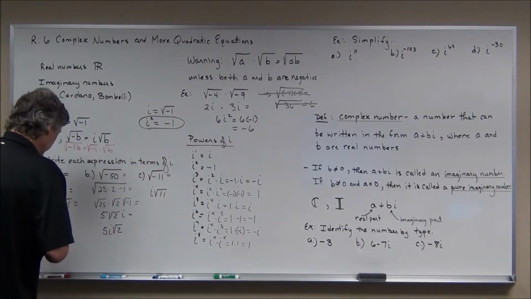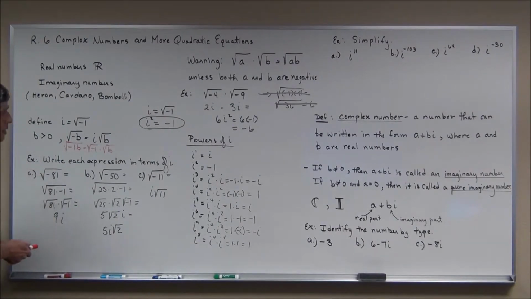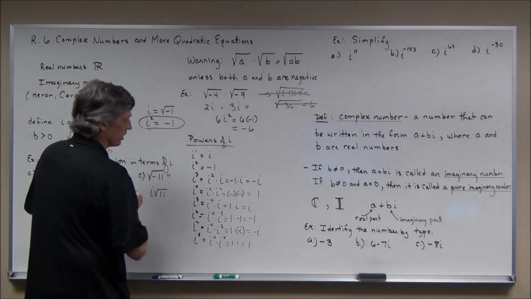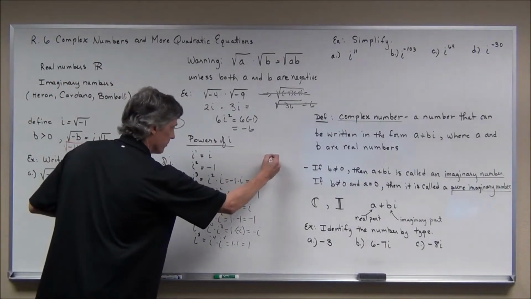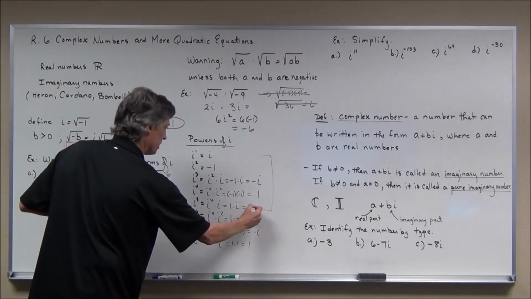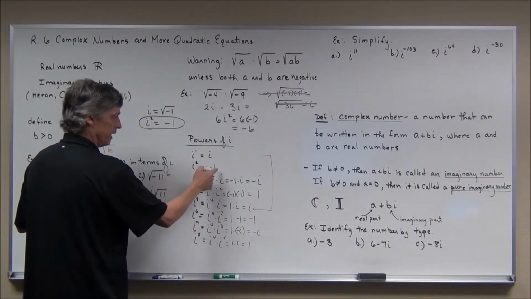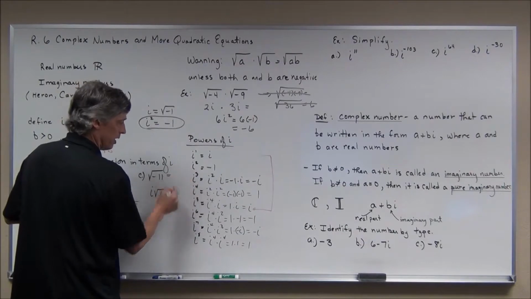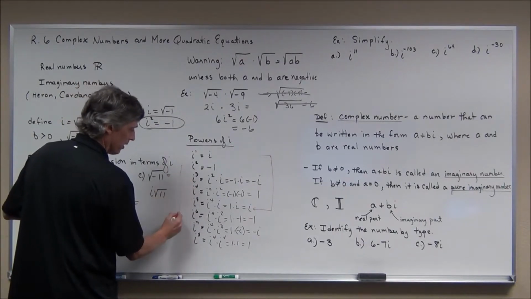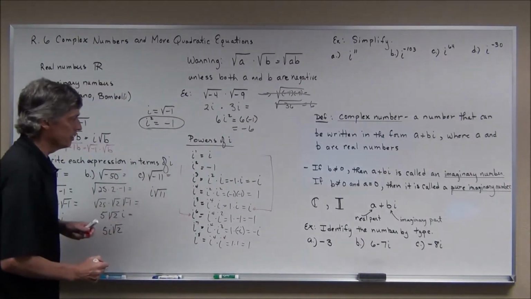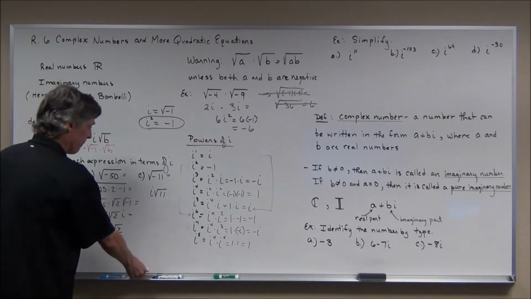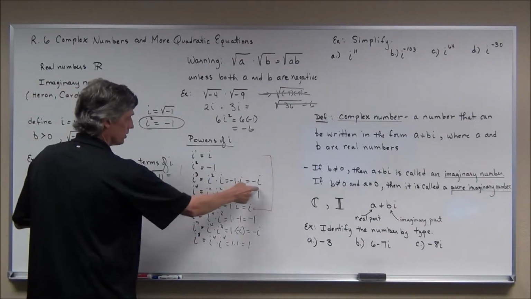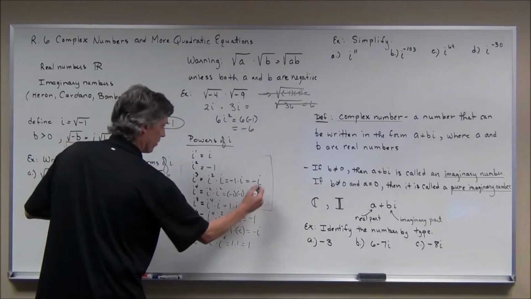Note here, you're repeating values. i to the first power is i, and i to the fifth power is i. i to the second power is negative 1, and i to the sixth power is negative 1. i to the third power was negative i, and i to the seventh power is negative i.